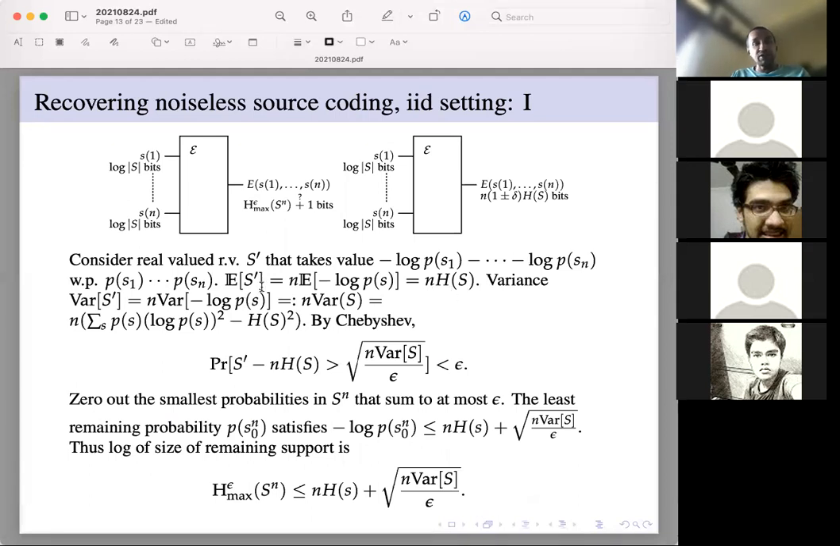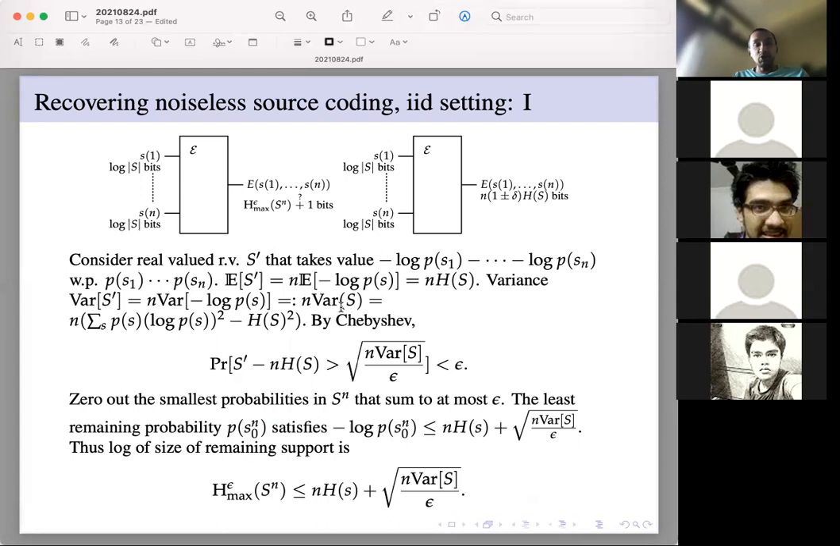Now let us compute the variance of this random variable. Remember, this random variable is made out of n IID copies of the basic random variable S. Because they are independent, I can use additivity of variance for independent random variables. So I get n times the variance of a single copy of the random variable. Remember, the random variable is negative log P(S). So I'll give this a name.